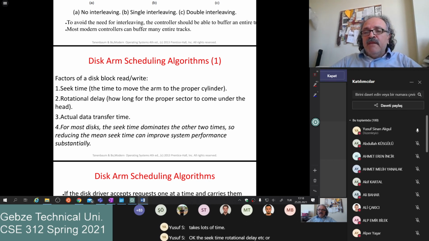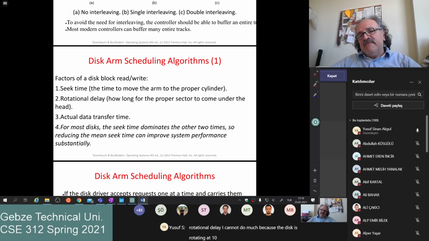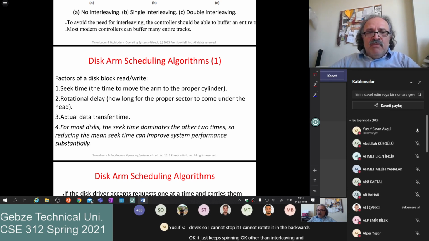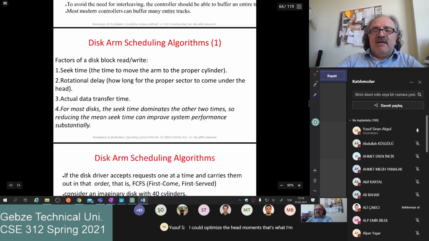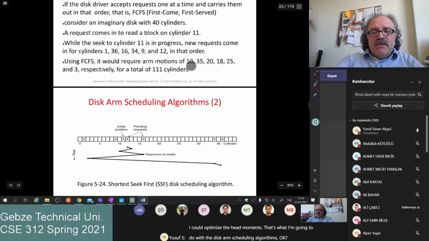For the rotational delay, I cannot do much because the disk is rotating 10,000 times per minute for good drives, so I cannot stop it. I cannot rotate it backwards. It just keeps spinning. Other than interleaving and skewing, I don't do much about the rotation, but I could optimize the head movements. That's what I'm going to do with the disk arm scheduling algorithms. These algorithms are doing this.